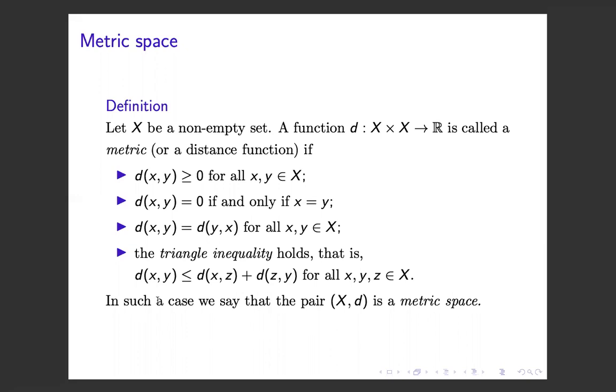So if you have a non-empty set along with this function having these properties, that pair x comma d is called a metric space. Okay.